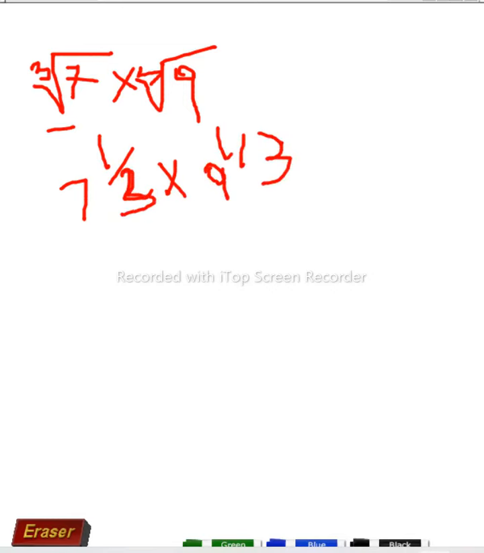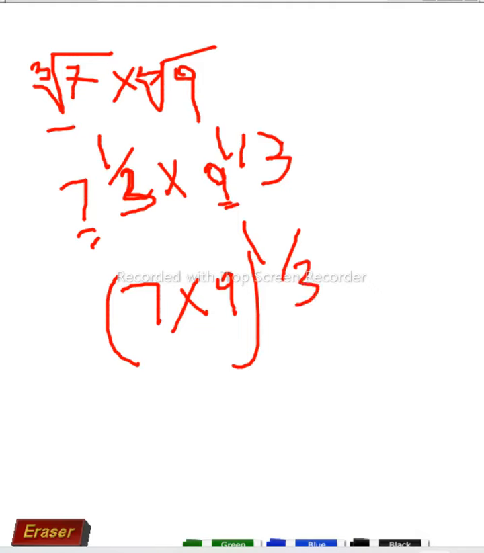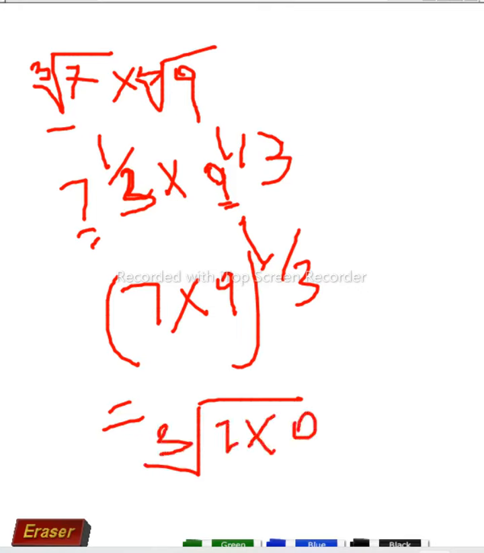Since they have the same exponent, 1 over 3, we take only the numbers and multiply them: 7 times 9. Since they have the same exponent, 1 over 3 is common to both, so this means the same as the cube root of 7 times 9. So we show that this is the same as this.